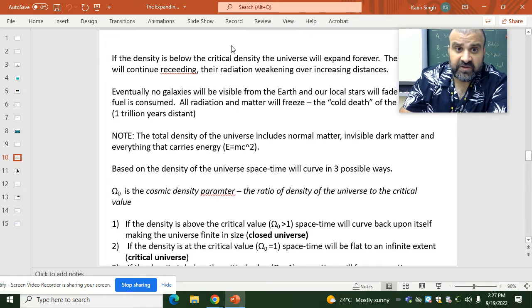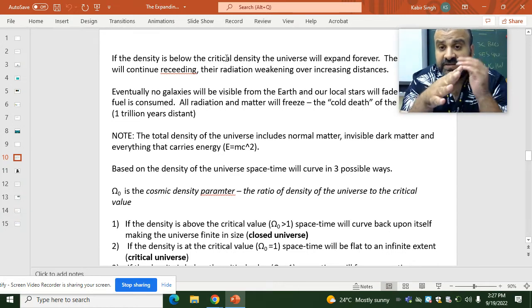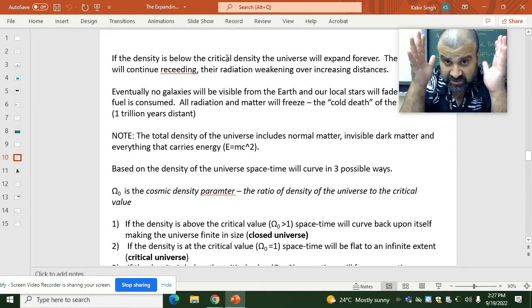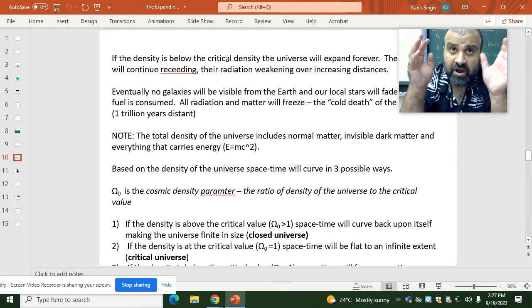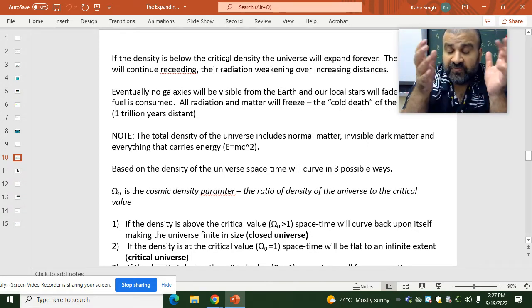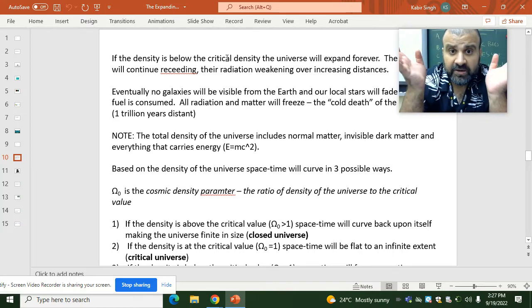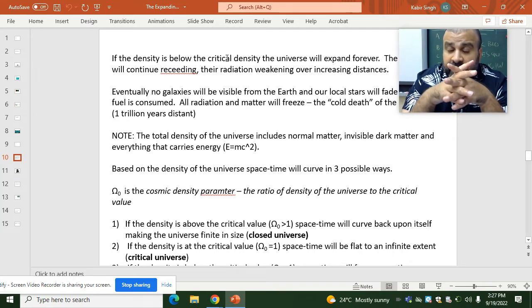If the density of the universe is below the critical density, and again, the critical density is the point where gravity is strong enough to just halt expansion, right? The universe will continue to expand forever. Right? Just keep on going and going and going. The radiation weakens over distances, the universe gets colder and colder, and there'll be no stars forming. There'll be no new planets. It'll all just stop.